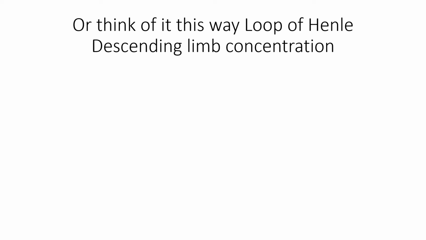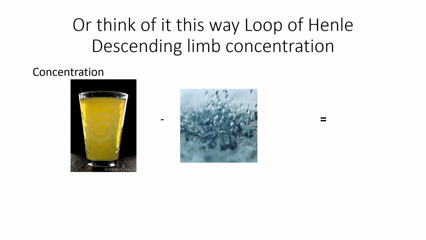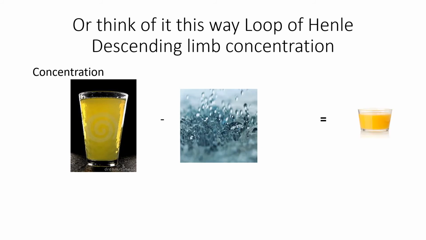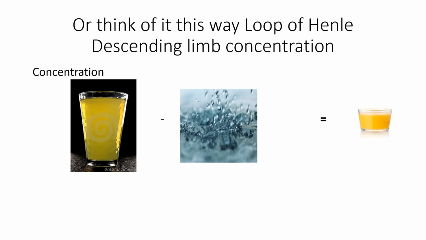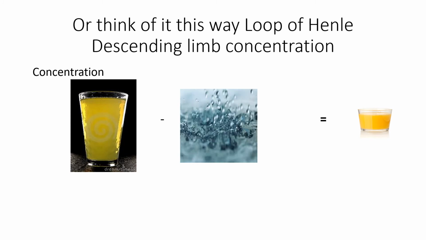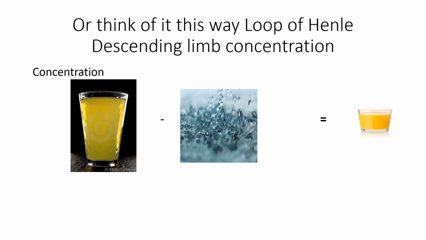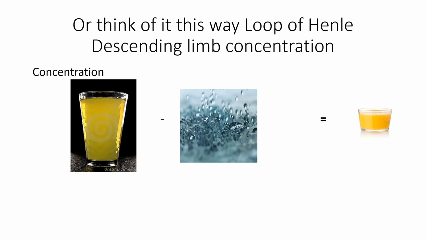So we'll look at this in a little bit more detail in regards to the concentration of the filtrate. At the top of the descending limb, the filtrate's very dilute. There's a lot of water there and a small amount of filtrate particles. As it moves down the limb, a lot of the water is removed. That leaves us with a much smaller volume of a much stronger filtrate, so it's much more concentrated. Here you can see on the left, the pint of orange is very dilute, and the glass of orange on the right is much more concentrated, much stronger.